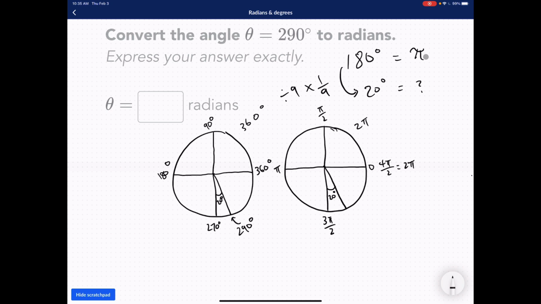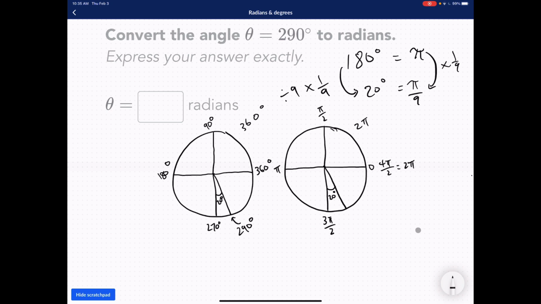So then how do I go from pi? The same operation, so that's going to be also times 1/9. Therefore, pi times 1/9 is just pi over 9. So what we learned is that 20 degrees is just pi over 9.